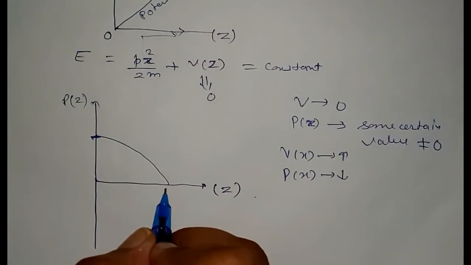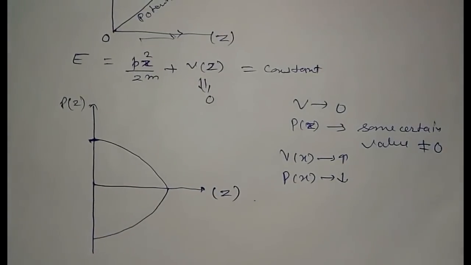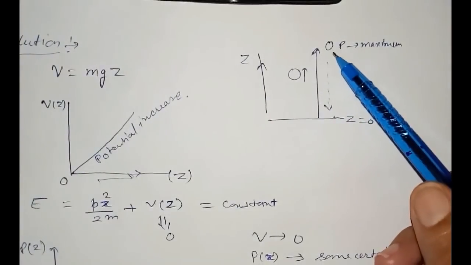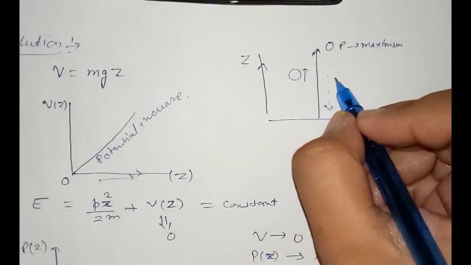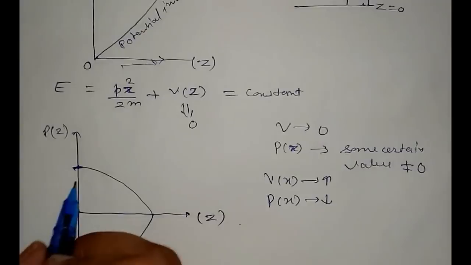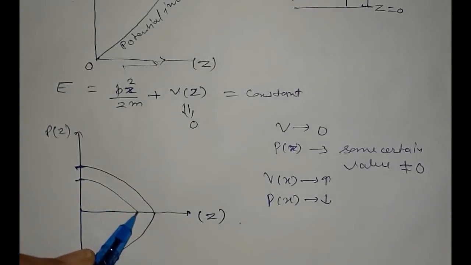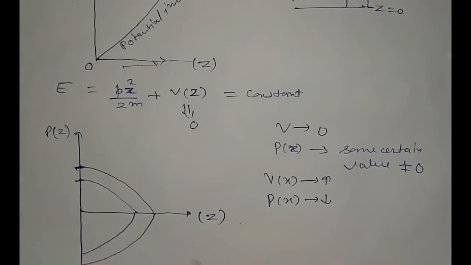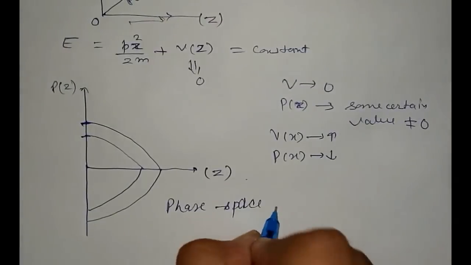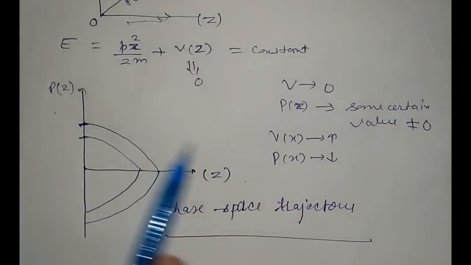And in the symmetric case, it is the same on the below side. In the question, when the ball goes upward, it will turn back and get some certain value at a certain height, and again potential has decreased and it has some certain value. It looks like this, and this is the phase space trajectory between momentum and coordinate.